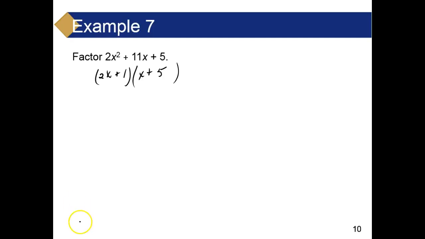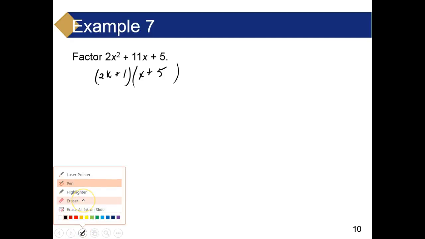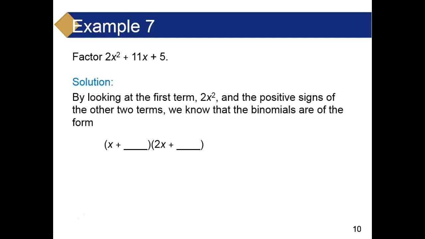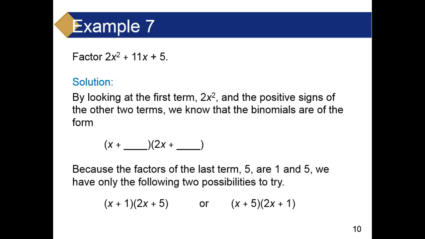Okay? Well, let's see. I think I'll probably have to erase this. So let me do that. All right. And by looking at the first term, just like we did, 2x squared, and the positive signs of the other two terms, so they did them both at once. That means one of these is x and one's 2x. Doesn't matter which order you write it, plus and plus. They threw that all in together. And then they're going to see how to get the last two terms. Because the factors of the last two terms, 5, or 1 and 5, we have only two possibilities. They wrote them both down, okay? And then what you do is FOIL it and see if it works.